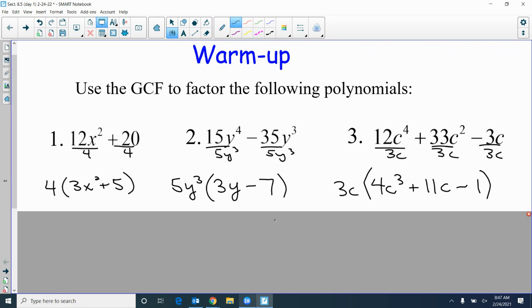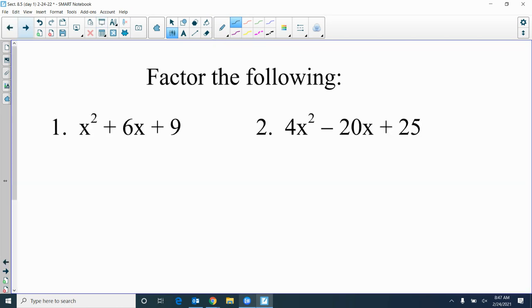All right, so just kind of going back through some GCF stuff here. All right, just pay attention. Don't worry about writing this down. Factor the following. Really, the first part of what we're doing is nothing new. Can anybody give me two numbers that multiply to get 9, add to get 6? Yep. 3 and 3. So this factors into x plus 3 times x plus 3. We know how to do this. The only difference is we get an answer where they're both the same.